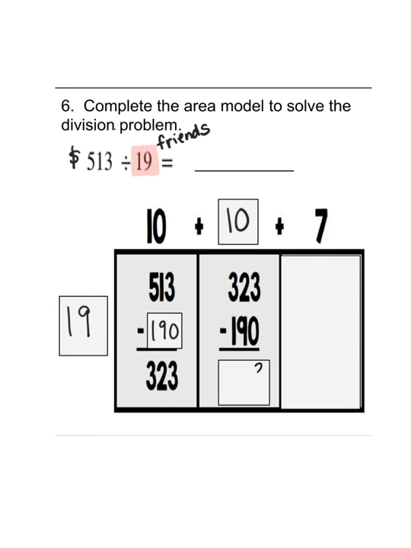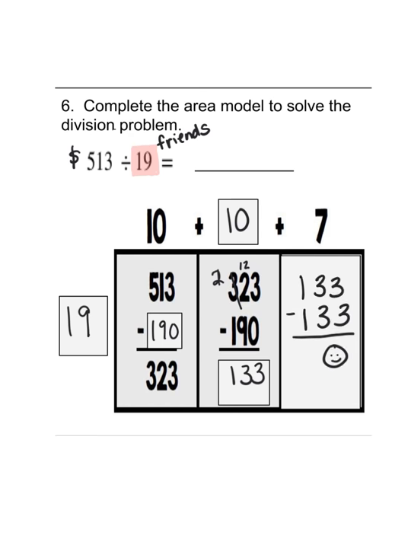So 3 minus 0 is 3, and then I have to borrow. 12 minus 9 is 3, and 2 minus... Okay, so I have $133 left to share. So I'm going to give each of my 19 friends $7 more. 19 times 7 is 133. So I can go ahead and subtract the 133 that I have left over, and I have no more money left to share.